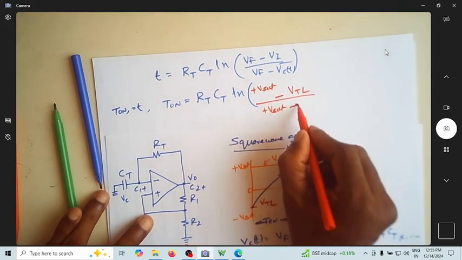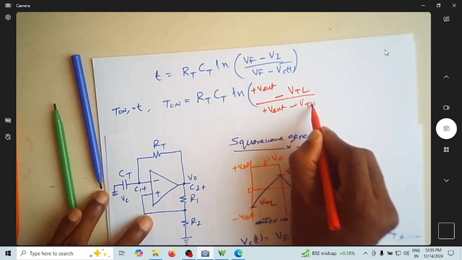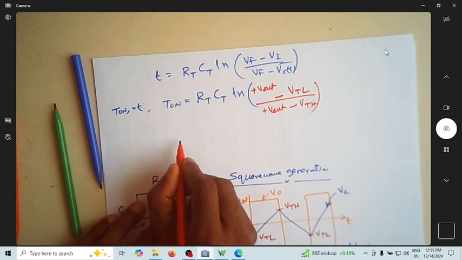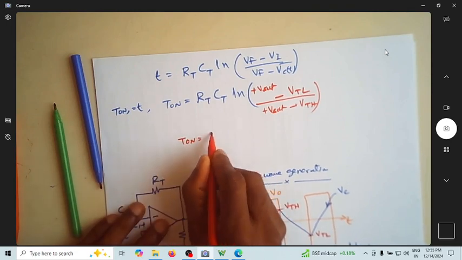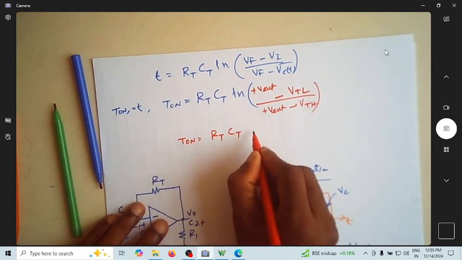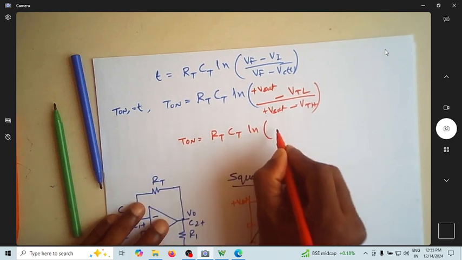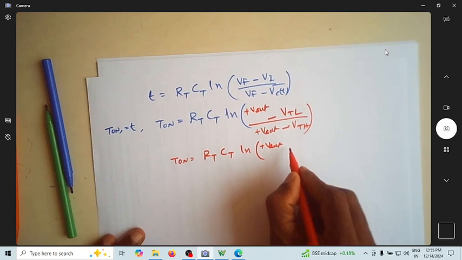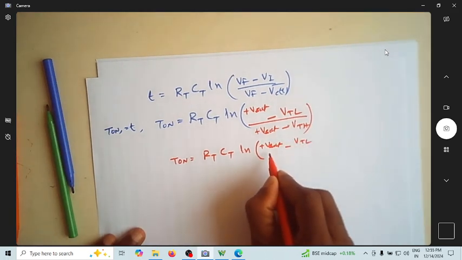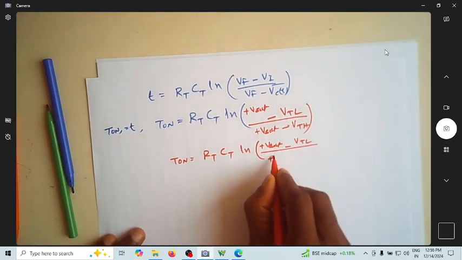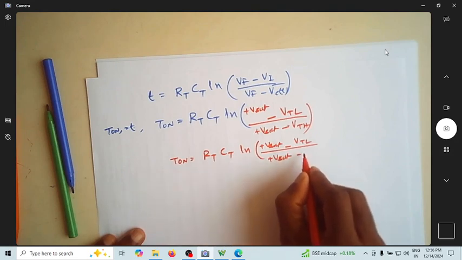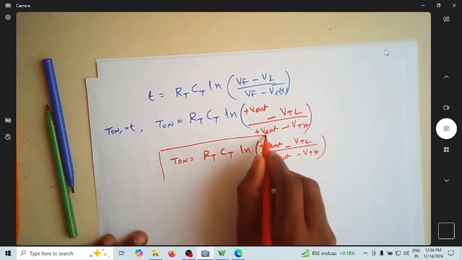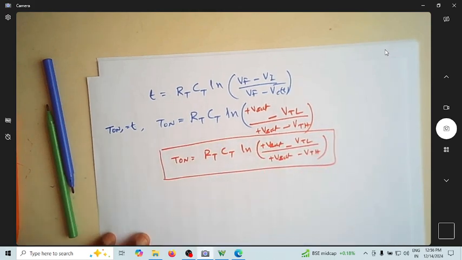Now Vc of t will become Vth. So the expression for T on is equal to RT Ct ln of plus Vsat minus of VTL divided by plus Vsat minus of Vth. This is my expression for T on.